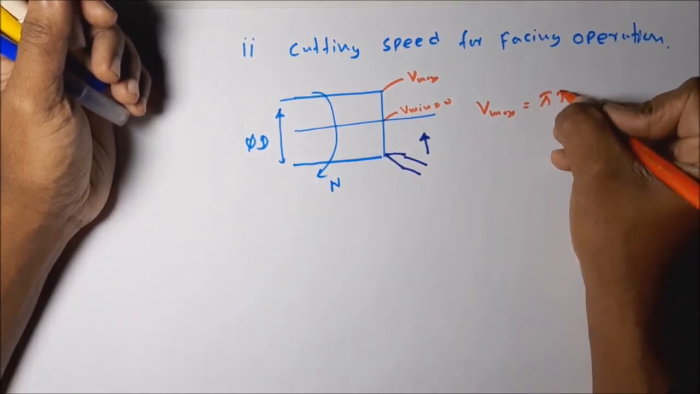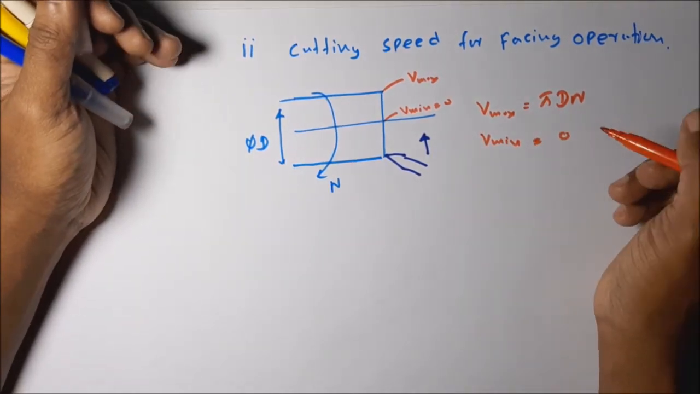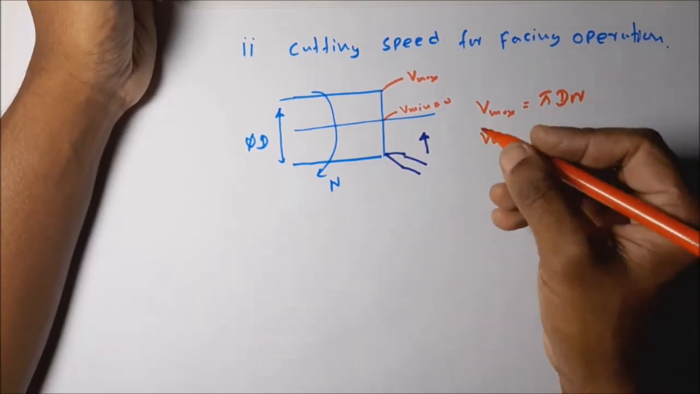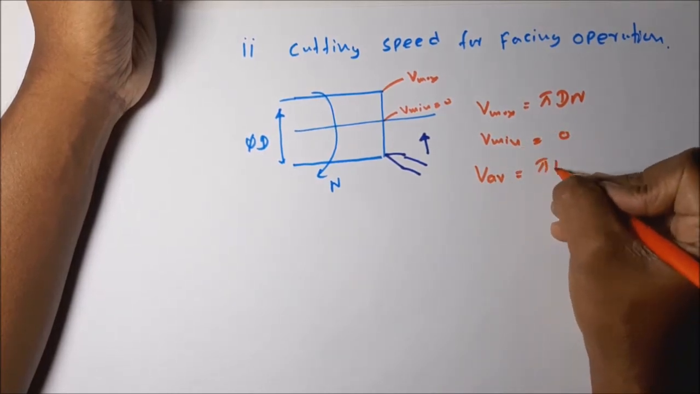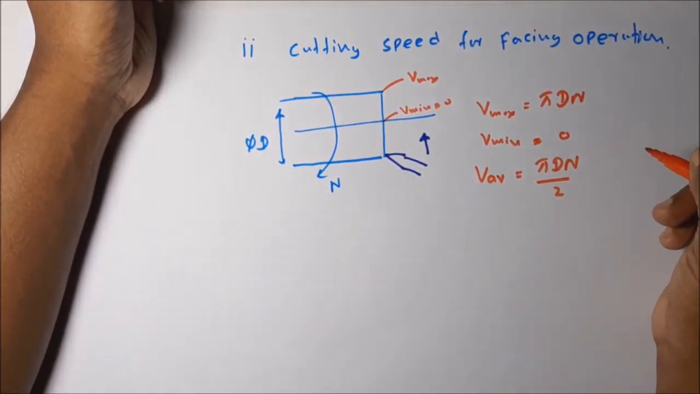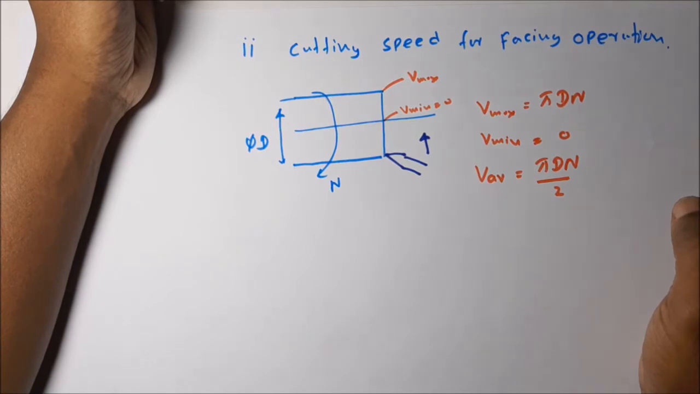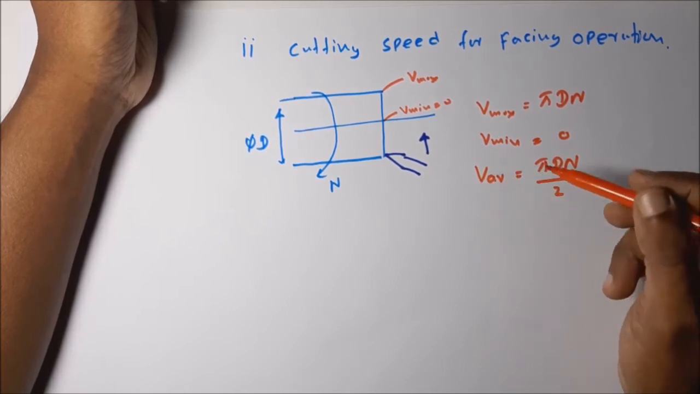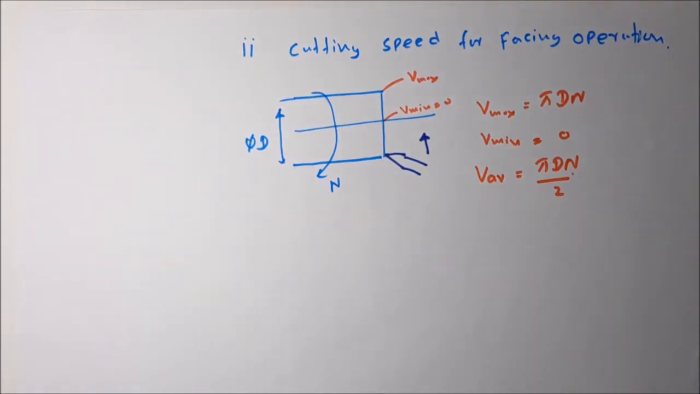V maximum is equal to πDN. V minimum is equal to 0. In this situation, we have to consider the average cutting speed. V average should equal πDN divided by 2. This is the suitable cutting speed for this operation, the average cutting speed. To get it you have to set the N value. This is how we calculate the cutting speed in the turning operation and the facing operation.